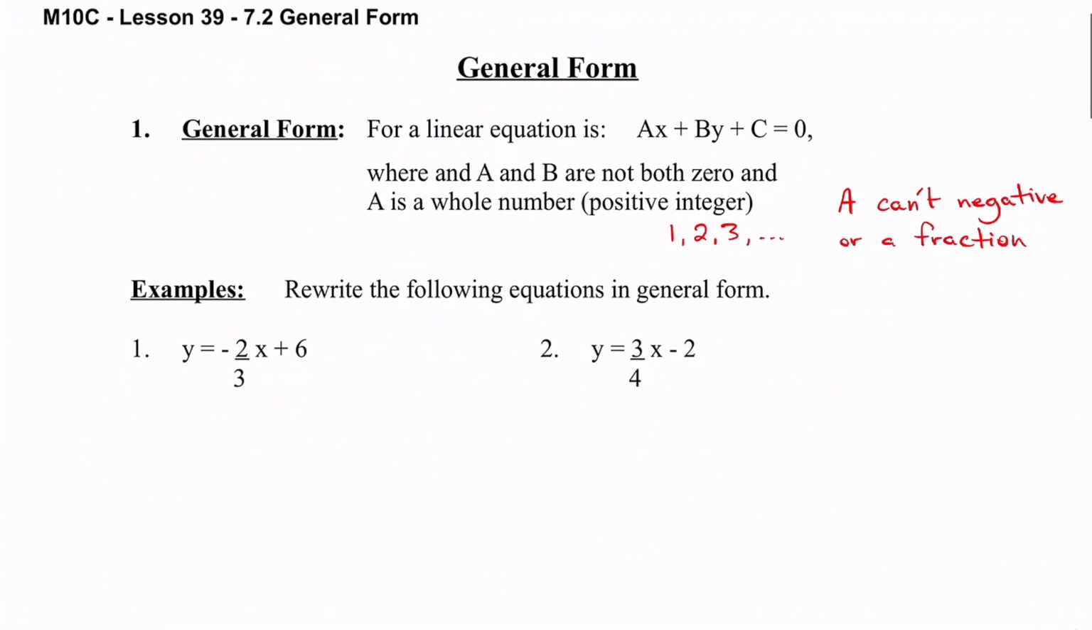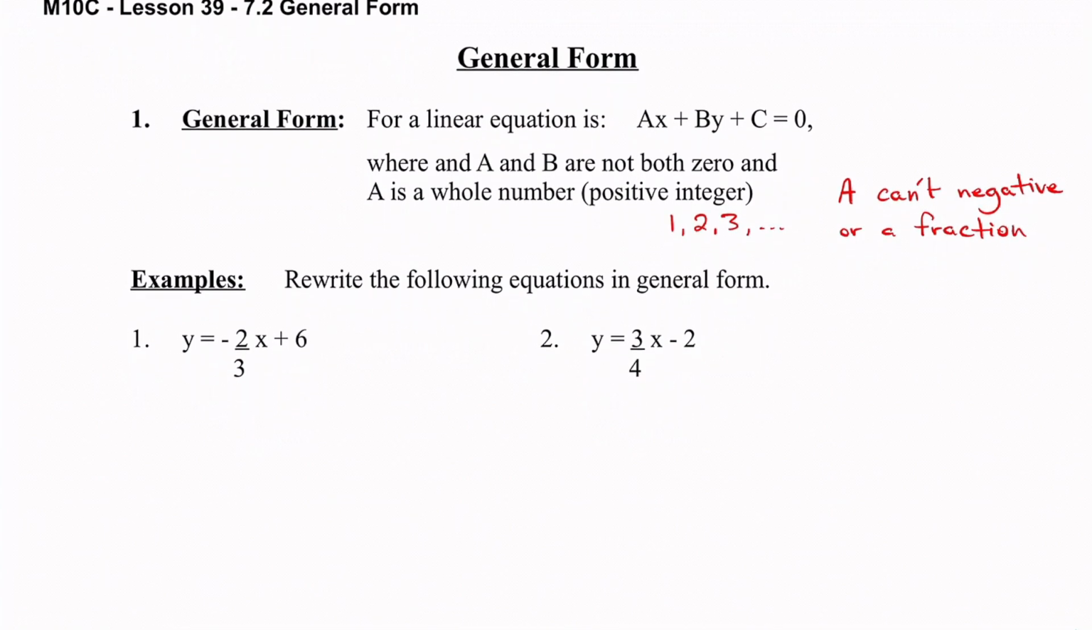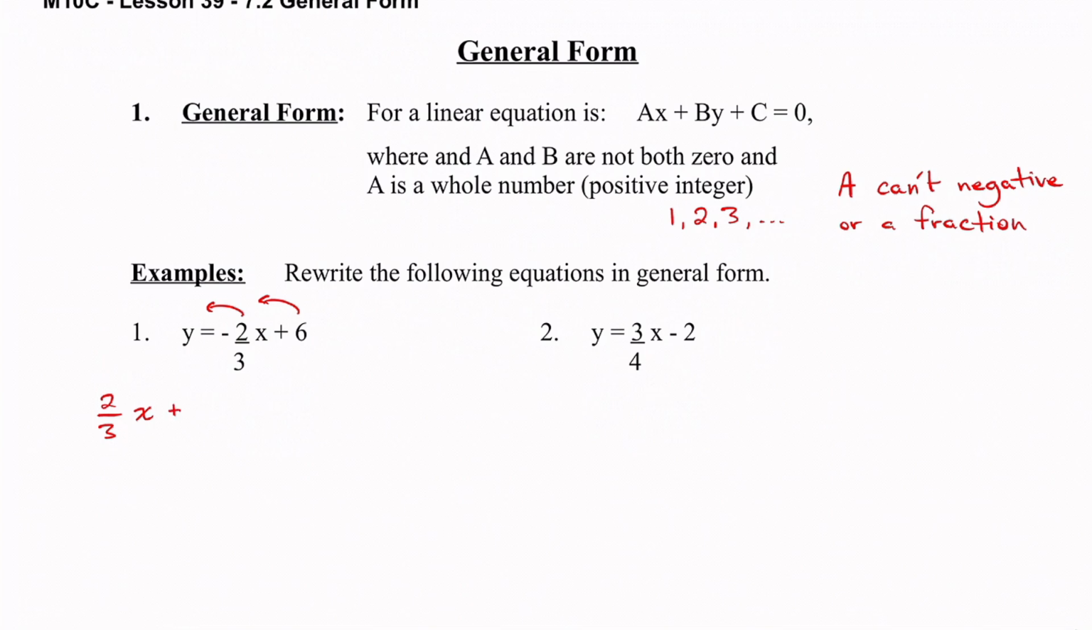So looking at our first examples here, it says rewrite the following equations in general form. So we want to get it to look like that type up top. So I need everything all lined up nicely on one side. So I'm going to do that first. I'm going to move everything to the other side. And whenever you move something to the other side, the sign is going to change. So this is going to become a positive 2/3 x. And then we had a y over there, so we got plus y. And then when the 6 comes over, it was positive, but now it's going to be negative. And then don't forget, you got to have equals 0.